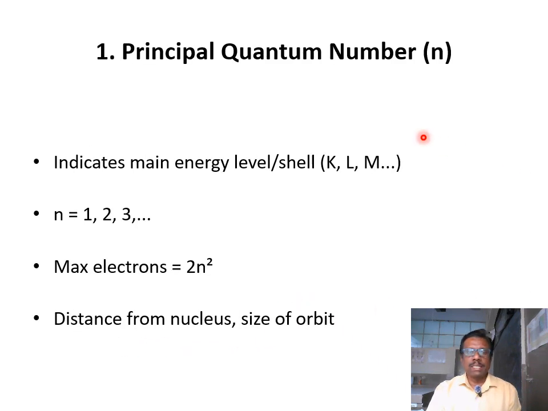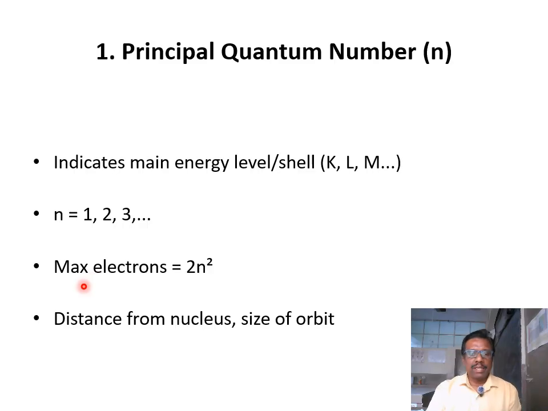First one, principal quantum number n. This indicates the main energy levels, that is, the shells to which the electron belongs. So shells will be K, L, M, etc. Quantum number is indicated by small letter n. n can take the values starting from 1, 2, 3, etc.